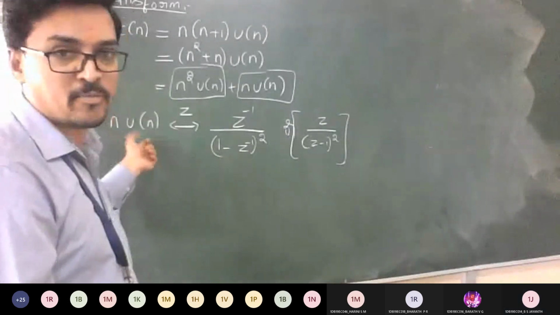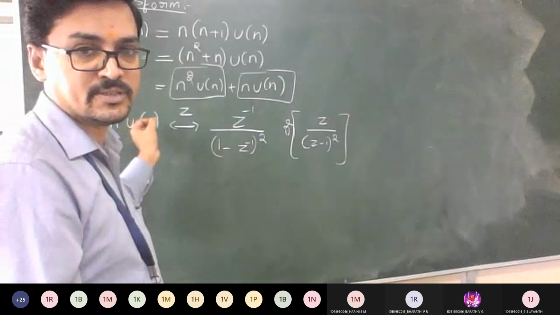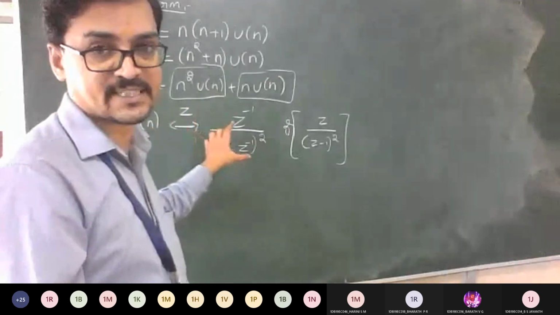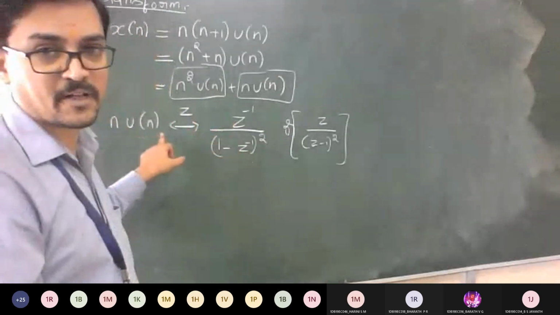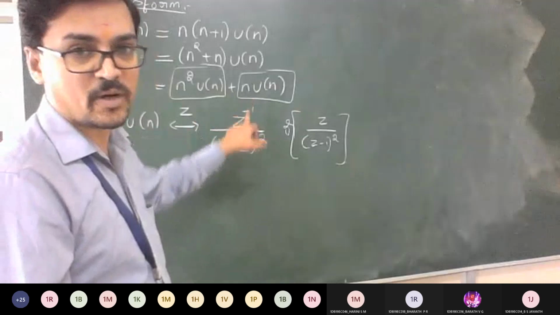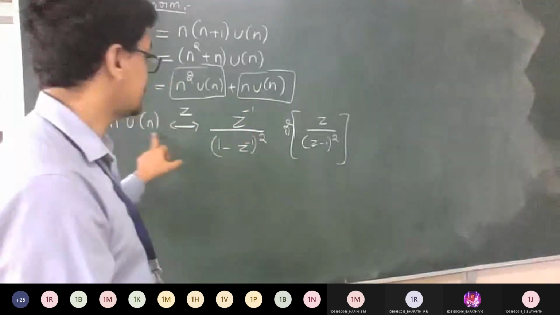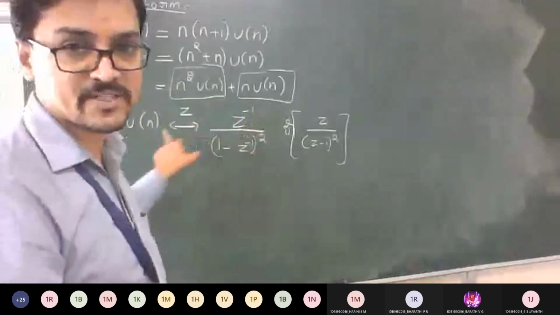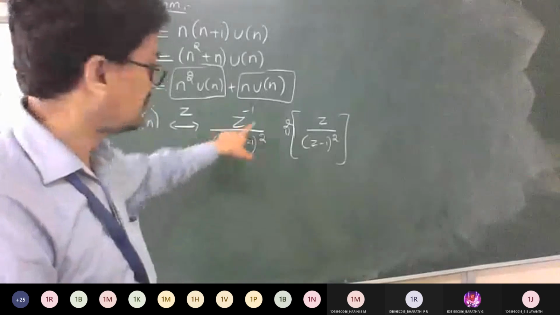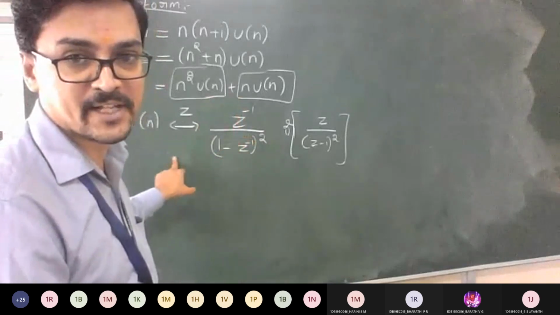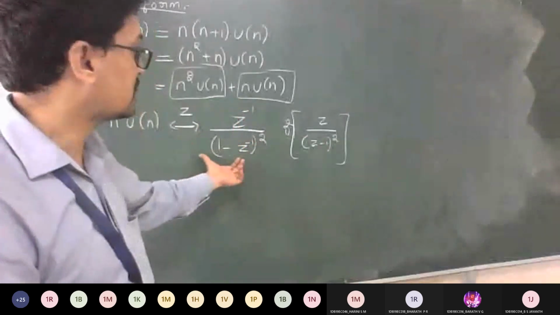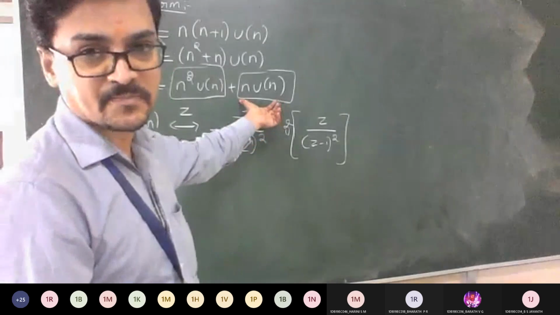Okay. So we have a formula for n into x of n as differentiation of x of z. So here it is u of n function. In general it is 1 divided by z raised to minus 1. Since u of n is there, z raised to minus 1. If it is u of n plus 1 or n minus 1, the numerator will keep varying. So now I got the answer for this.